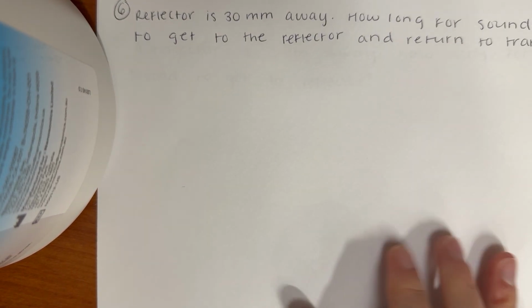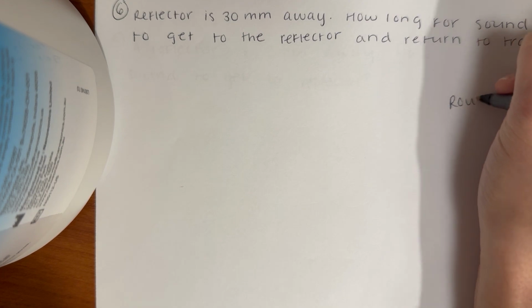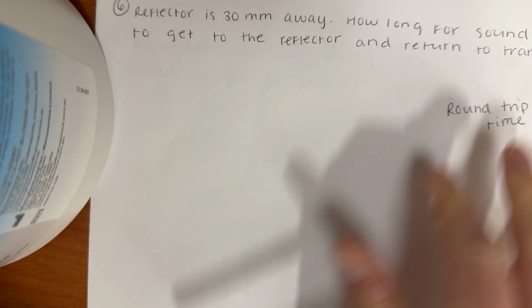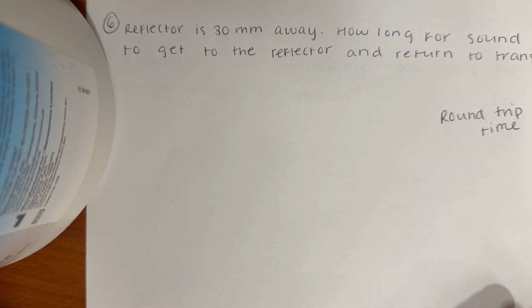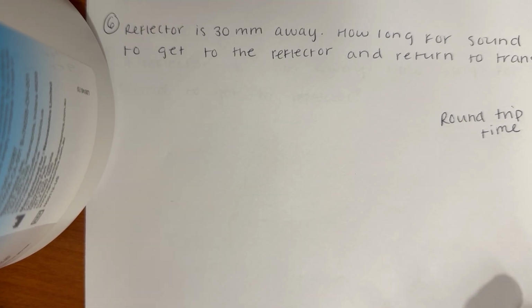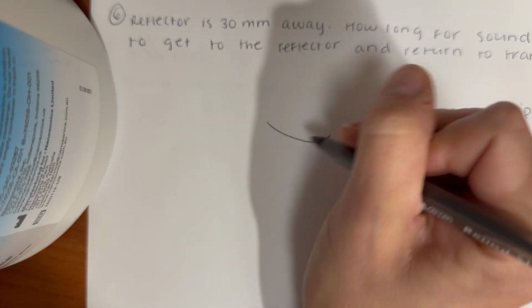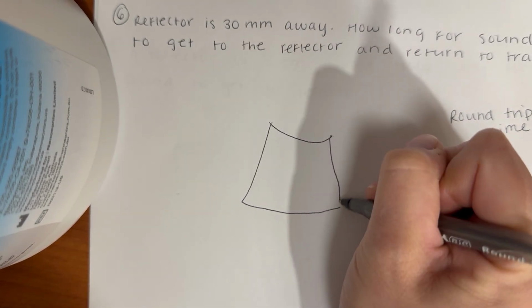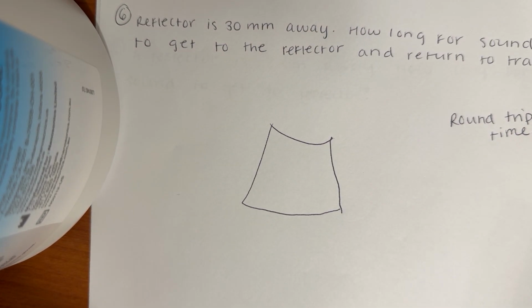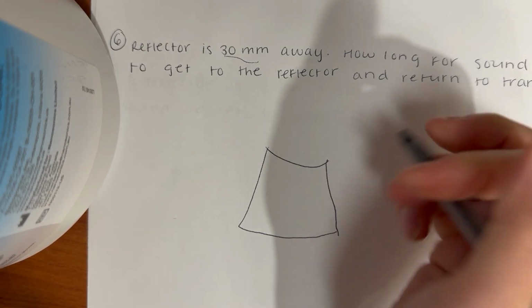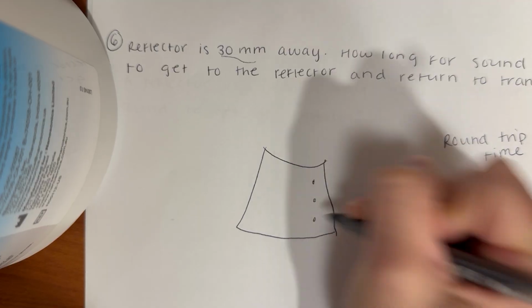So same thing here, where we're looking for round trip time as our answer. Our reflector is 30 millimeters away. So how long does it take for sound to get to the reflector and return to the transducer? So let's see. Oh, 30 millimeters. I don't know if I said millimeters or centimeters, but 30 millimeters is 3 centimeters. So we're gonna do 1, 2, 3 centimeters.